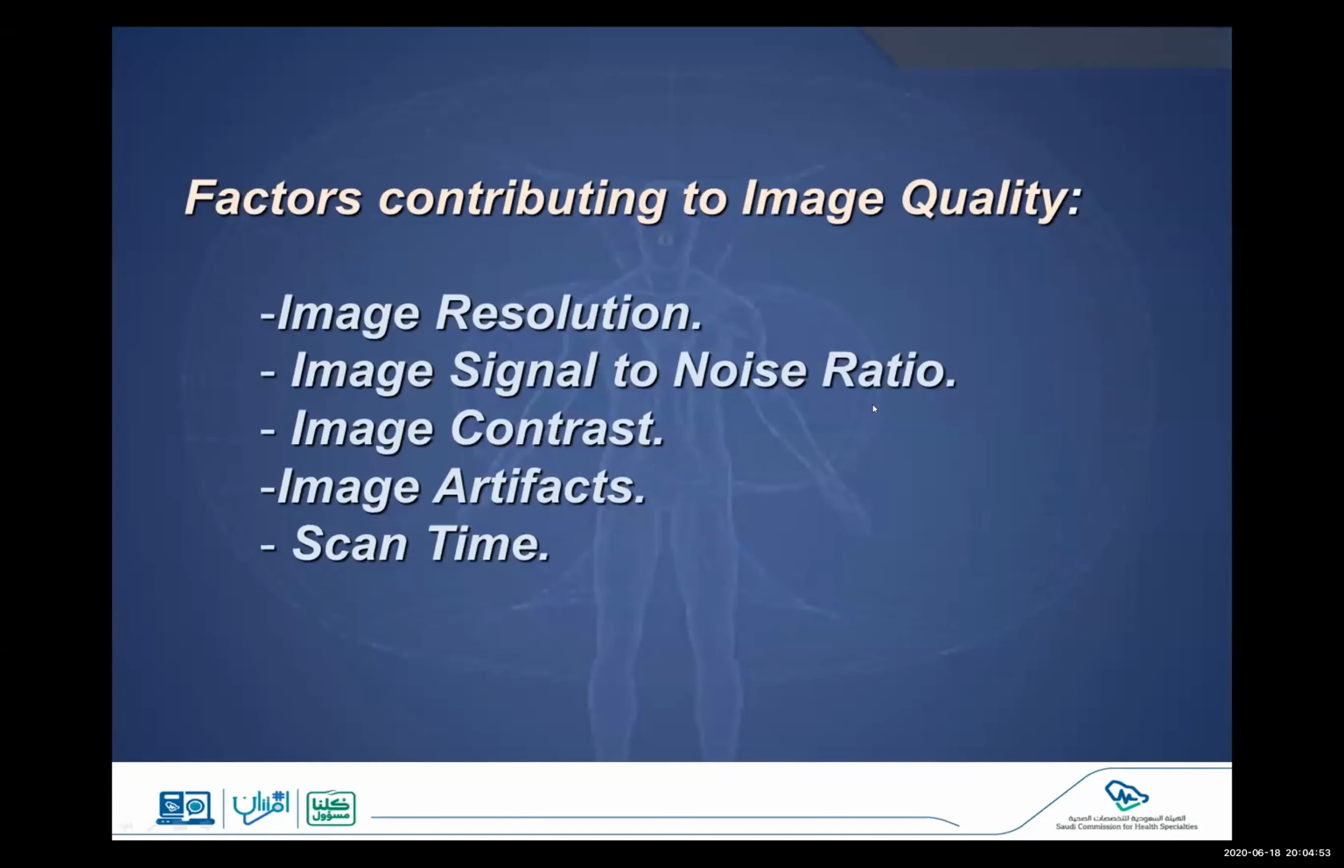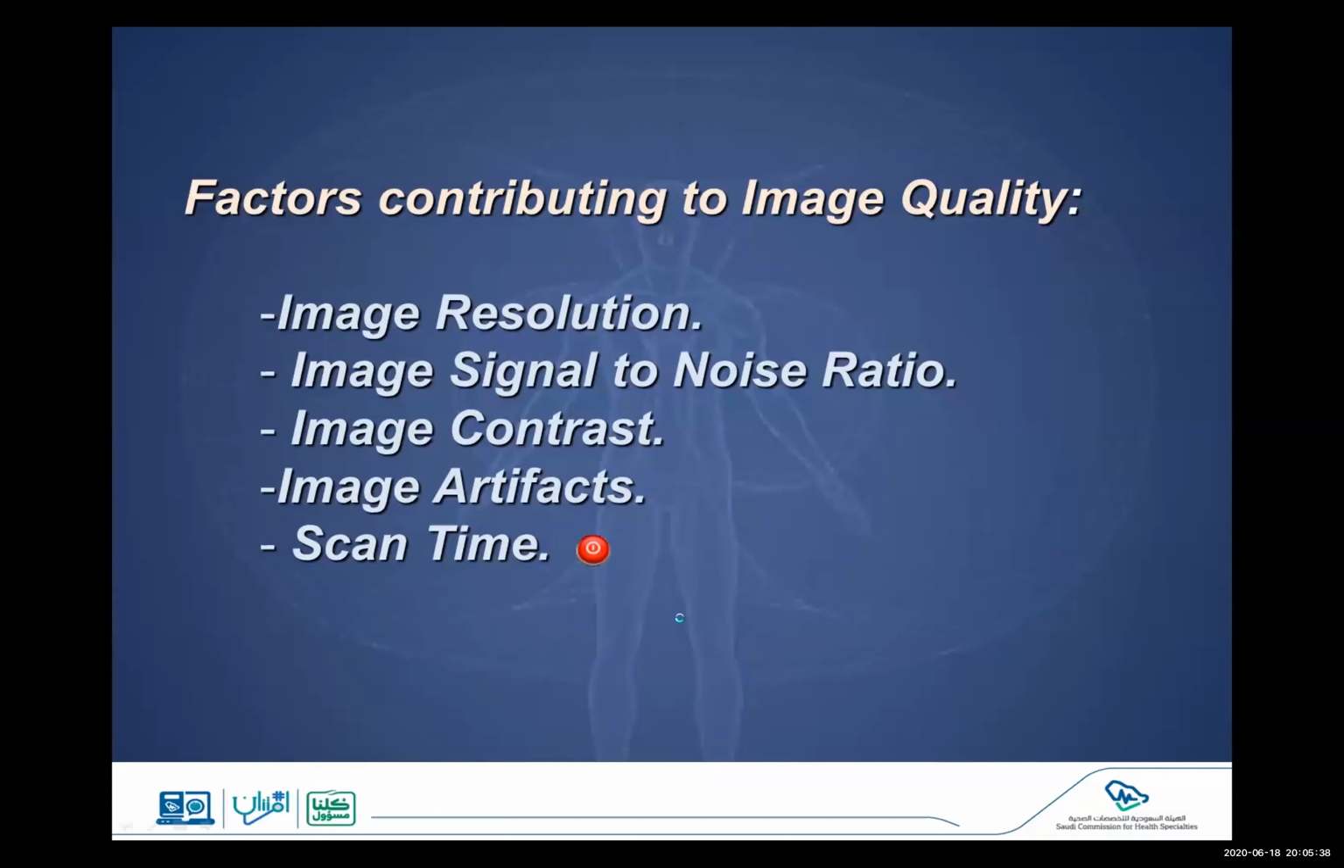So tonight, the topic will concentrate on factors contributing to image quality. Those include image resolution, image signal to noise ratio, image contrast, image artifact, and scan time. We will not have enough time to talk about artifacts, hopefully in the future, but we are going to address the first 3 items. We hope at the end of this lecture we will be able to control those parameters and optimize the quality of the images by trade-off of all these parameters.